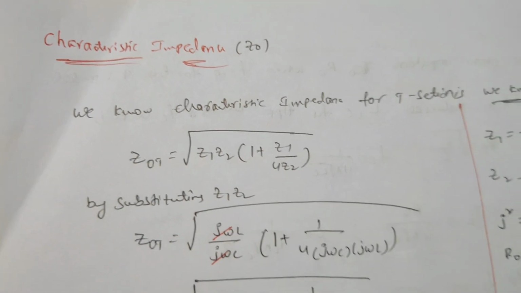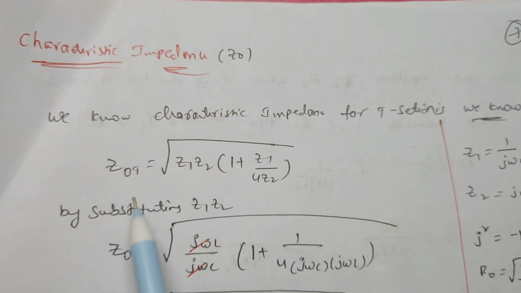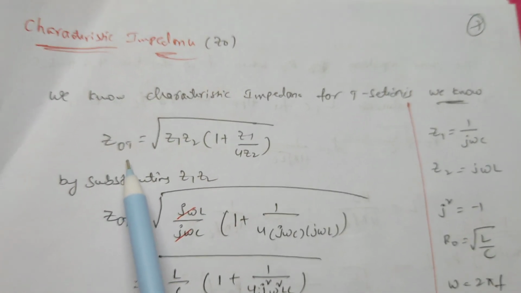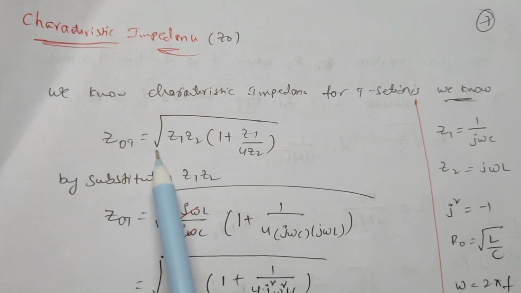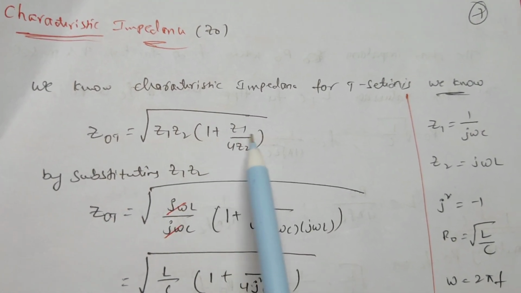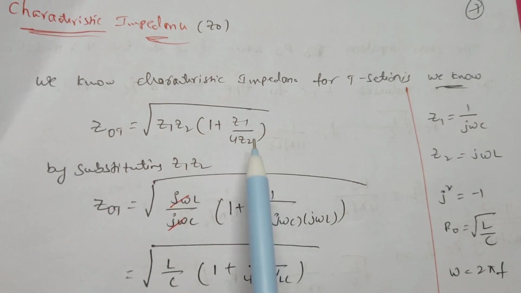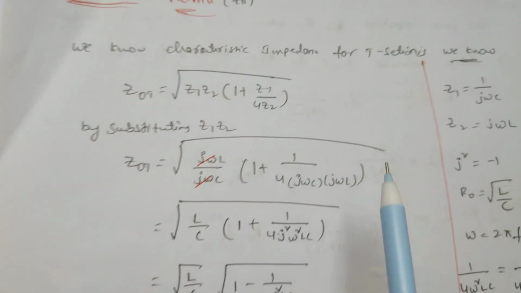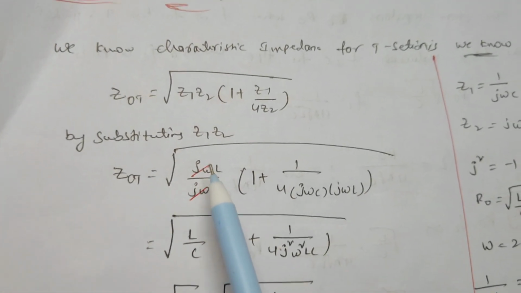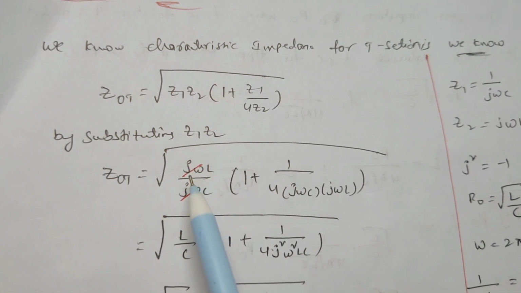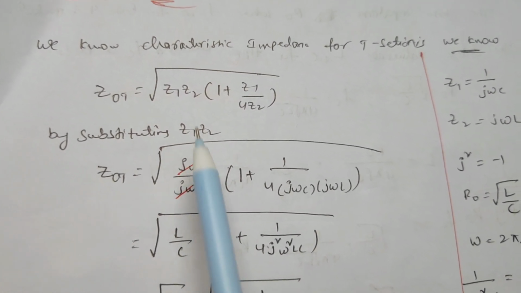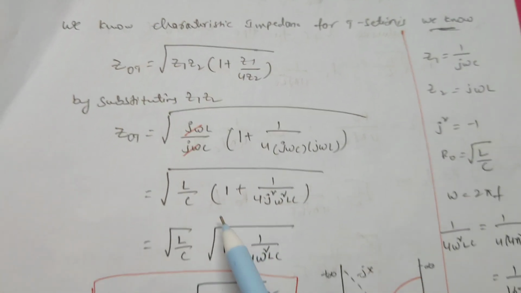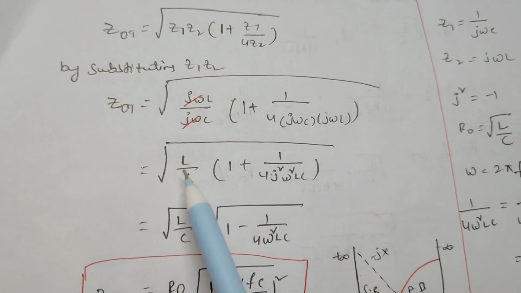And next we see the characteristic impedance value, and generally we know the characteristic impedance of T section as well as pi section. So first of all, here we are calculating for T section. We know generally it is Z0T is equal to under root of Z1 into Z2 of 1 plus Z1 by 4 Z2. Simply substitute Z1 value as 1 by j omega C, Z2 as j omega L. By substituting these values we are getting one more constant term here, root L by C.